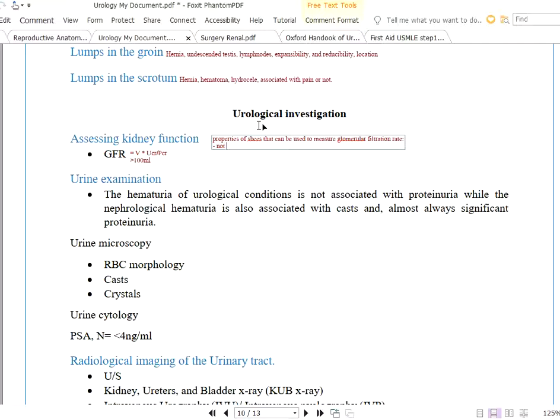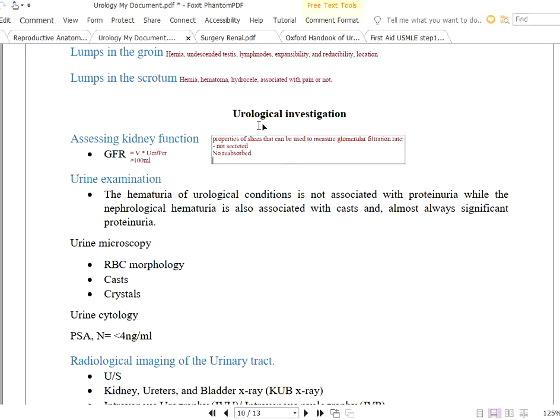not secreted, and not reabsorbed. So those are the two properties of the ideal substance that could help us to determine glomerular filtration rate.